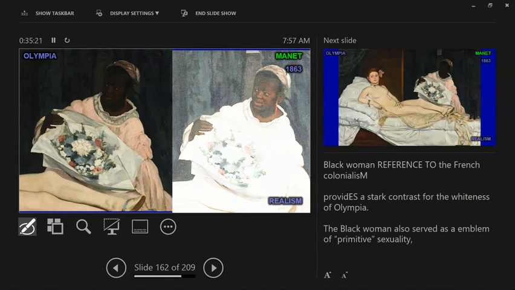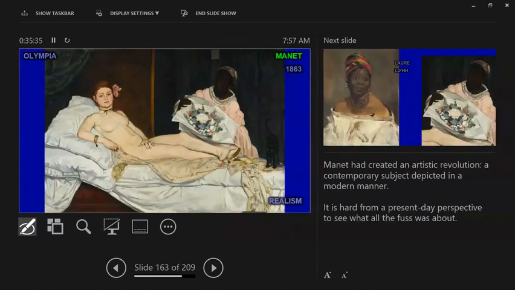And again, the black woman is a reference to the French colonialism at the time. And she serves also as a stark contrast to the whiteness of Olympia. Manet created an artistic revolution, a contemporary subject depicted in a modern manner. It is hard for us in the present day to understand what the fuss was all about.